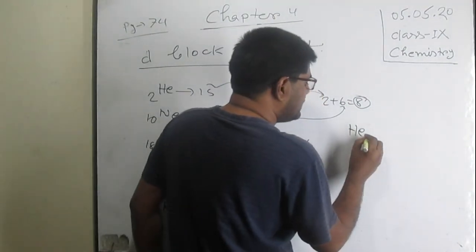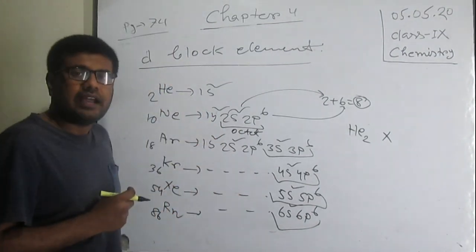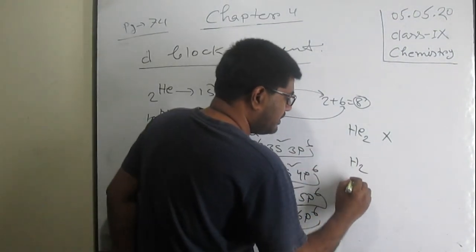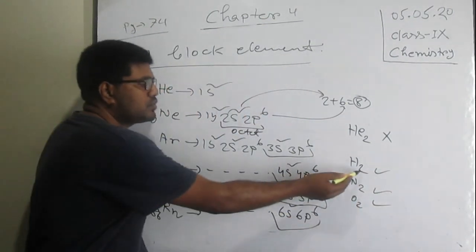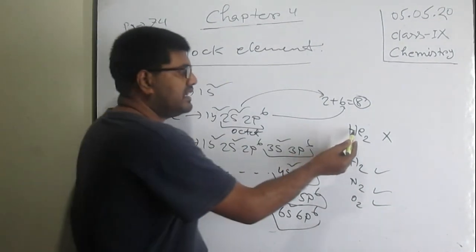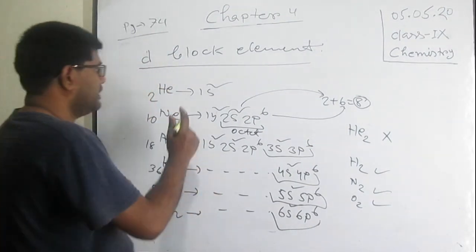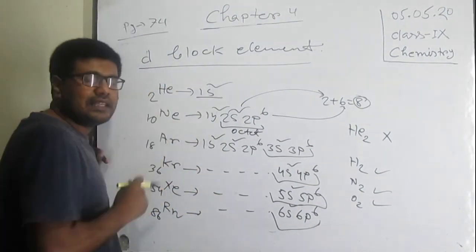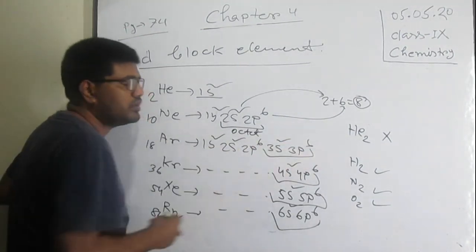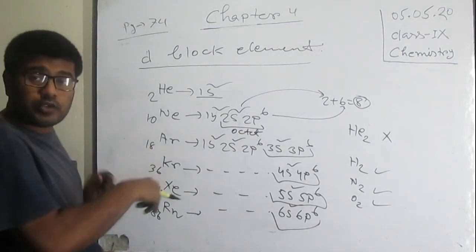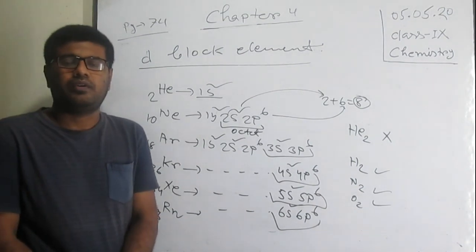We can't write helium as He2 this way, because an inert gas is never diatomic. But hydrogen, nitrogen, oxygen, they are diatomic. We can write them this way: H2, N2, O2, diatomic. But we can't write He2 this way, because helium is never diatomic, because its duet is filled up. So one helium atom doesn't have any attraction with another helium atom. That's why He2 is not formed. So you should learn this electronic configuration properly and memorize it in a proper way.